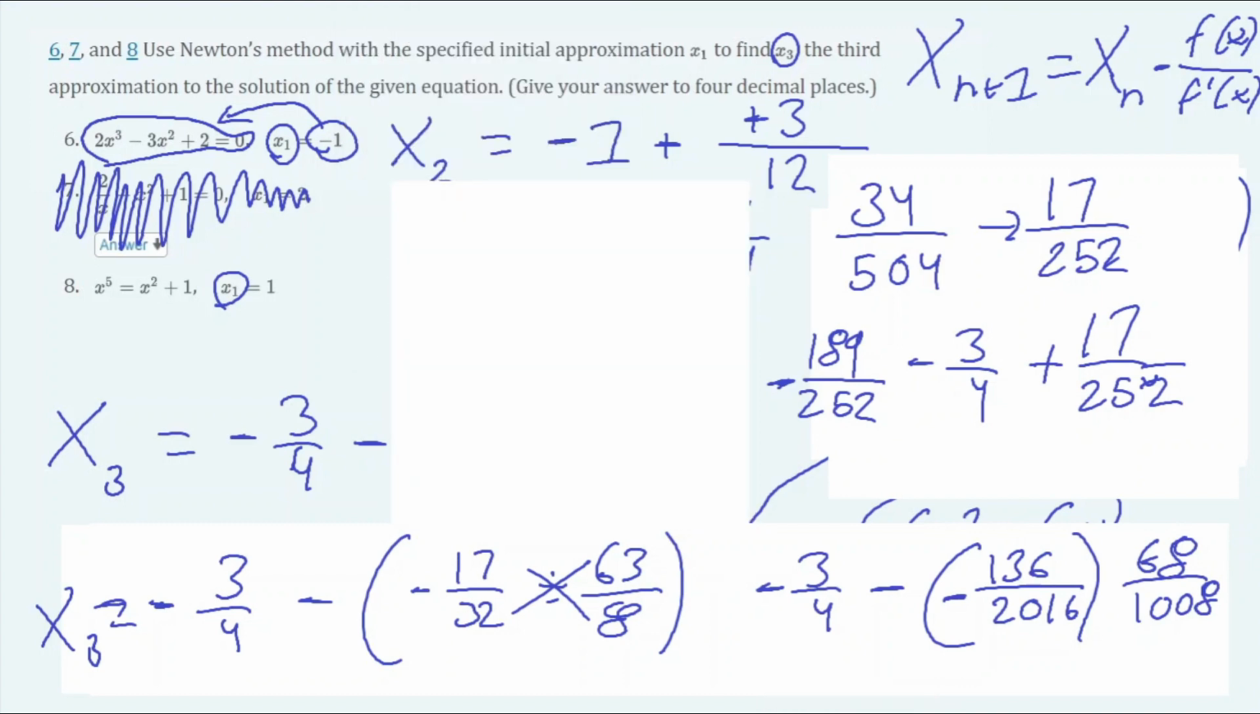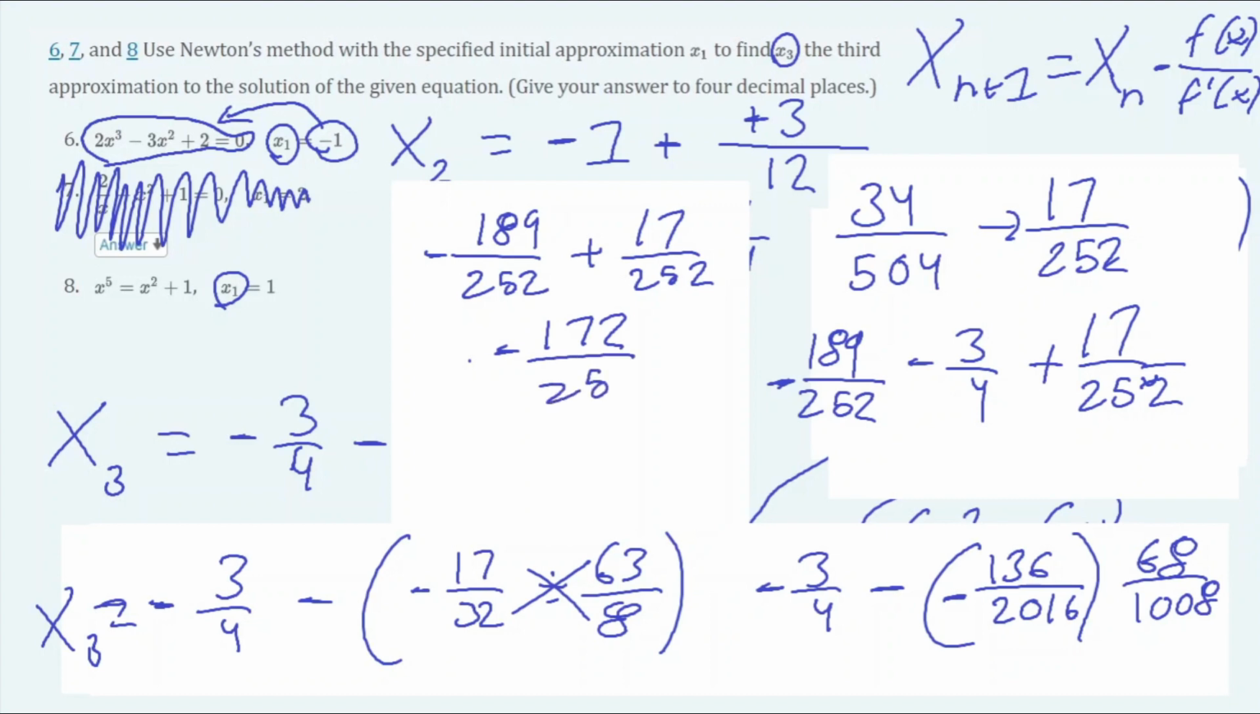So we're going to be left with negative 189 over 252 plus 17 over 252. And now we could add them together since they're common denominators. So we're going to have negative 172 over 252 as our final answer. But you could also simplify that to 86 over 126. And if you divide by 2 again, that would be 43 over 63.